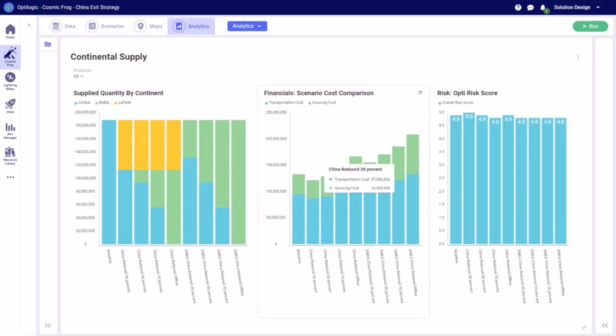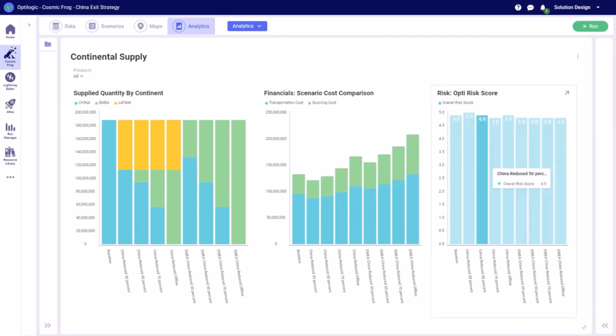In the four scenarios where China is reduced or offline entirely, and we are supplying from LATAM in yellow, we see a cost benefit. Hovering over the bars here, you can see that these are lower cost scenarios, and some of these scenarios are actually cheaper than the baseline of using 100% China. So a no-brainer would be to go with the LATAM sourcing, and if we did not have a risk engine, we would stop here. We found the cost-optimized lowest solution, and we'd be good to go.